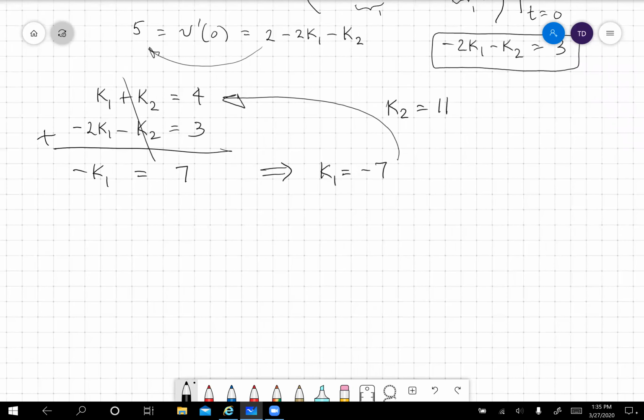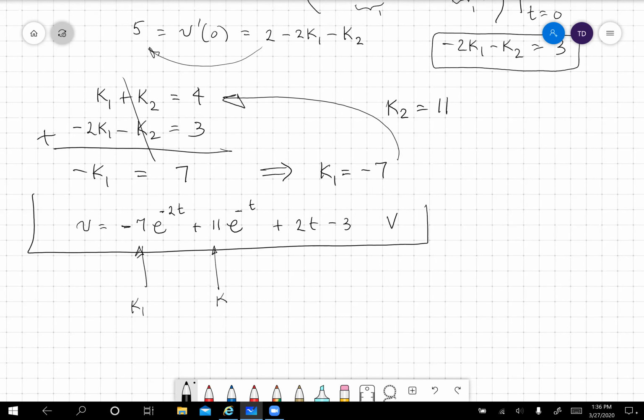All right, are you ready? Here comes the home run. We're going to put it all together. So V equals minus 7 e to the minus 2t. That was K1. Plus 11 e to the minus t. That was K2. Plus 2t minus 3. And assuming this is a voltage, it is in volts, then that is the complete solution.